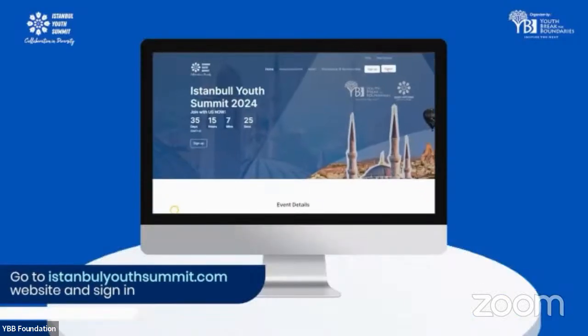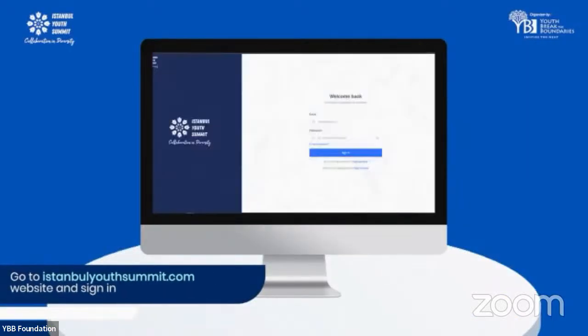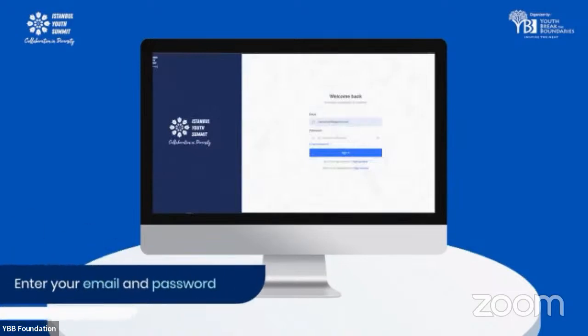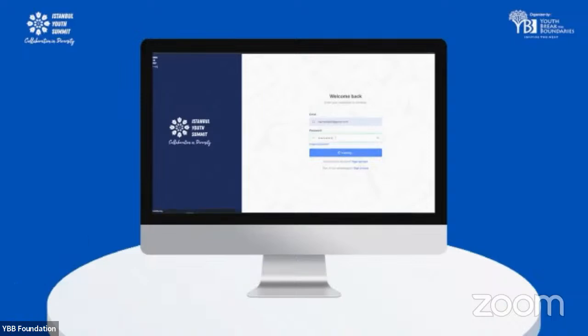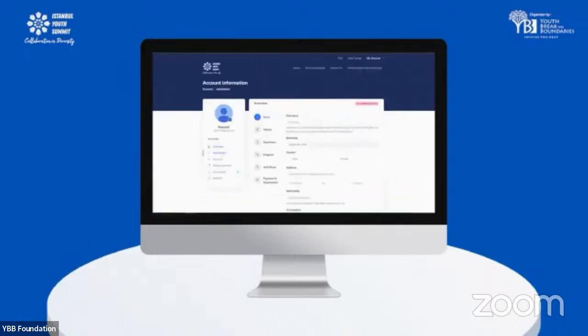Visit IstanbulYouthSummit.com. Click the sign-in button on the navigation bar to access the sign-in page. Enter your registered email and password in the designated fields.